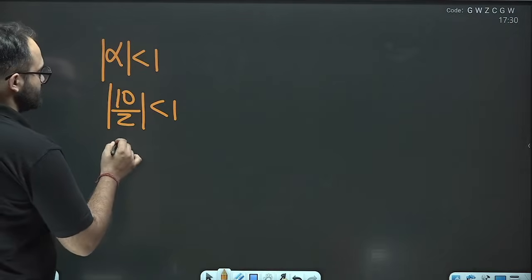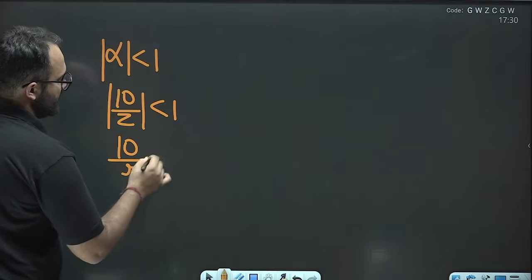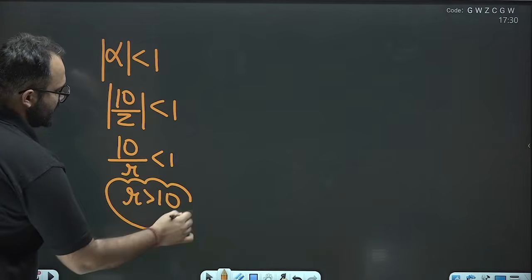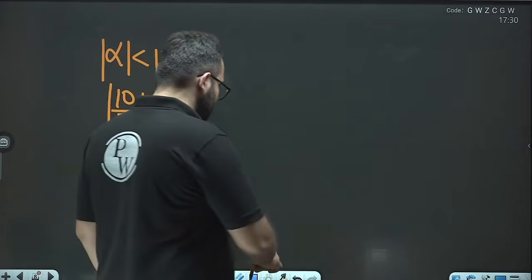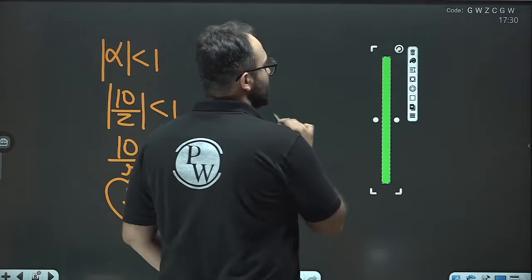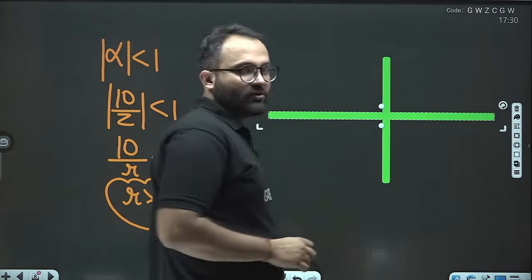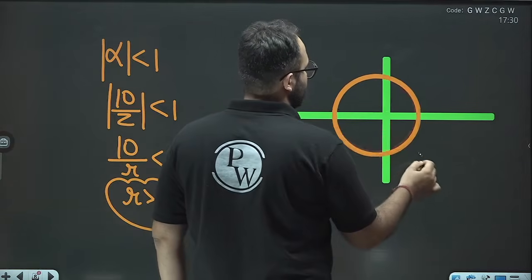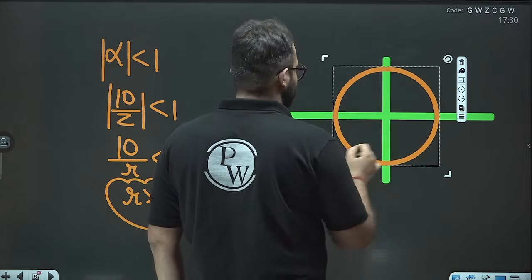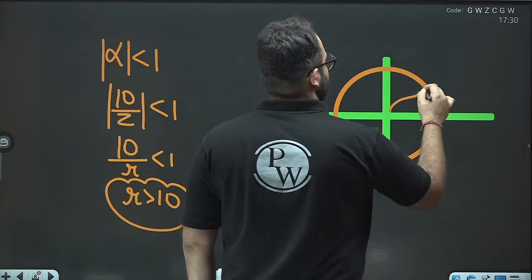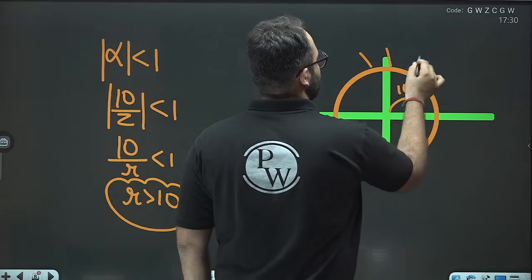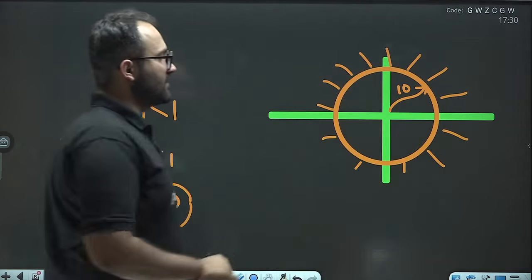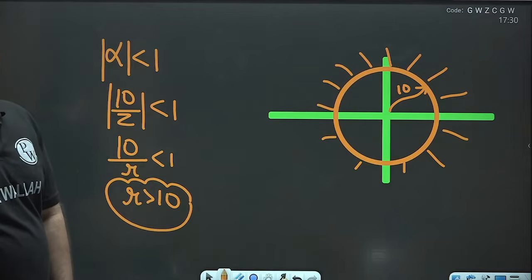So it is 10 upon R should be less than 1. R should be greater than 10. This is the ROC, meaning it is the region greater than 10. So what is the meaning? If you remember the polar coordinates, in the polar coordinates the region will be like this. We will have a circle of radius 10, and the ROC is the region outside this circle. So this will be the ROC, okay? This will be the ROC.